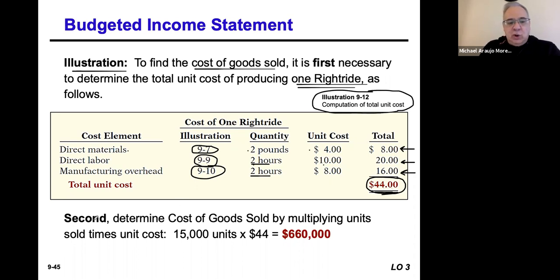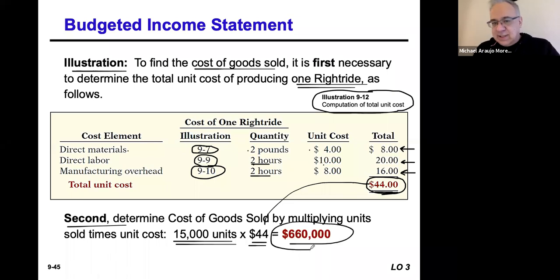Okay. So then if you're expecting to sell 15,000 units over the course of that year, and each of these units has a cost of goods sold of $44, which you just calculated, then your cost of goods sold is going to total $660,000, and you need that for your budgeted income statement.